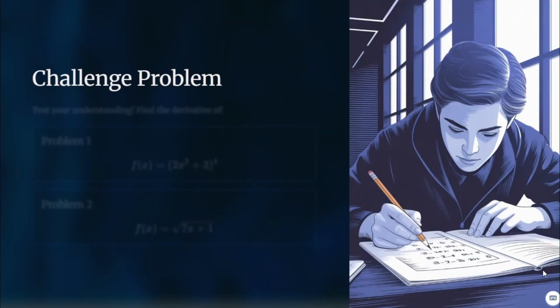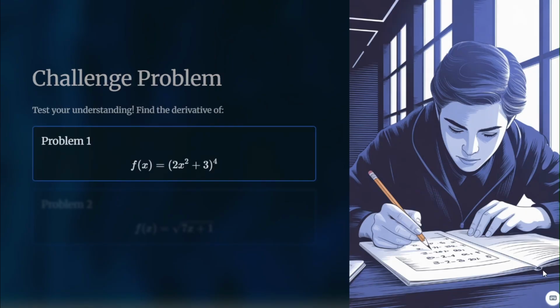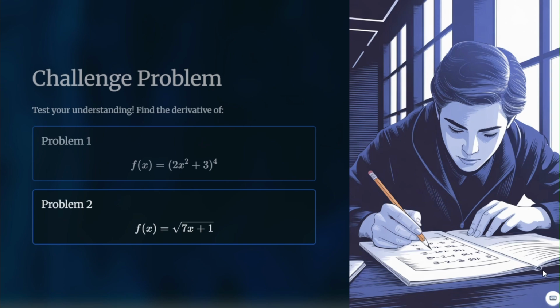So here are your challenge problems. In the first problem, find the derivative of f of x equals 2x squared plus 3 to the power 4. And in the second problem, you'll need to find the derivative of f of x equals square root of 7x plus 1. The chain rule turns complicated functions into simple ones. Master this and calculus gets much easier.